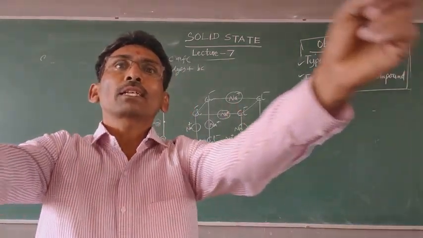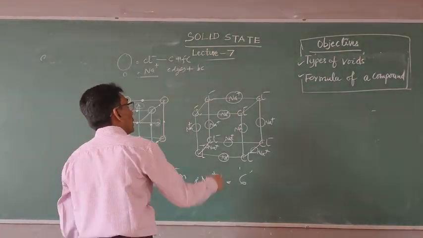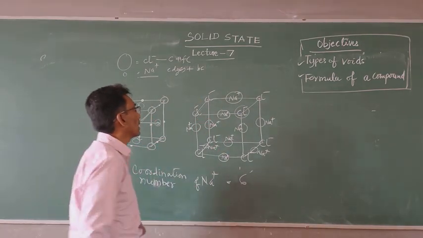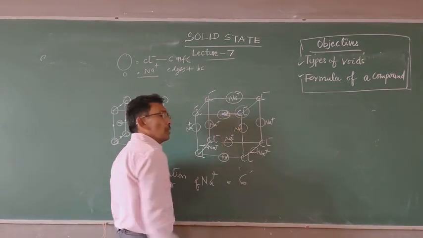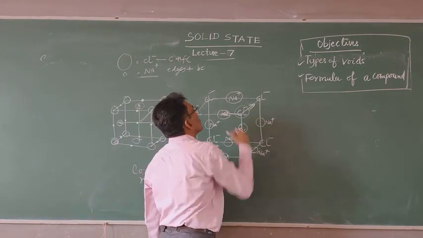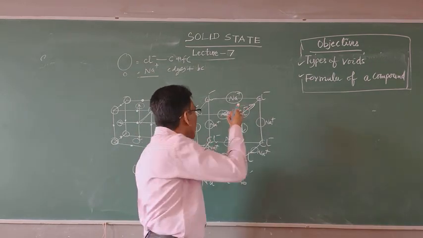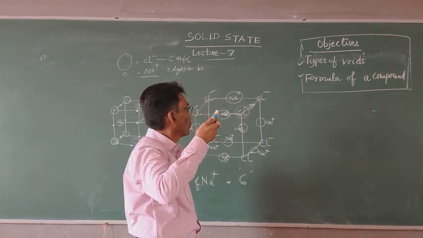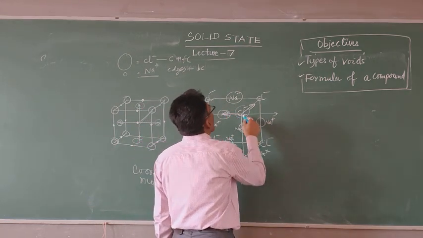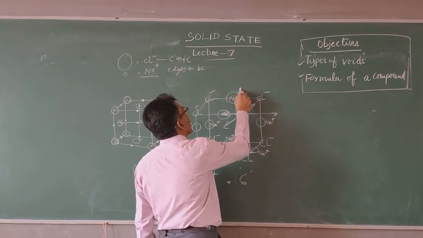Now each Cl minus ion is surrounded by nearest Na plus ions. Suppose one Cl minus ion is surrounded by, yes, here, along this edge 1, along this edge 2, along this edge 3 of this unit cell, and along this edge 4. This one is parallel to this one, and this is straight to this one.